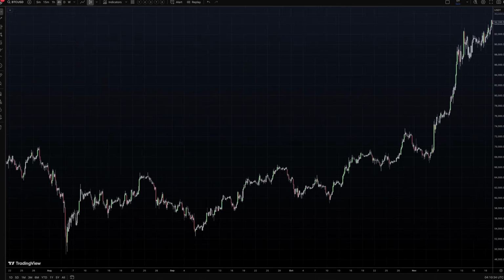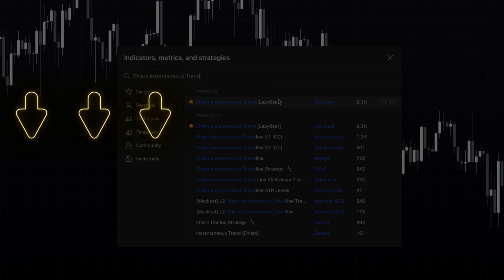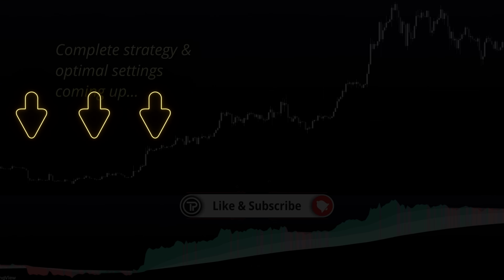In our previous video, we reviewed another 5 advanced TradingView indicators with strategies coming your way soon, so you'll definitely want to take note of them.